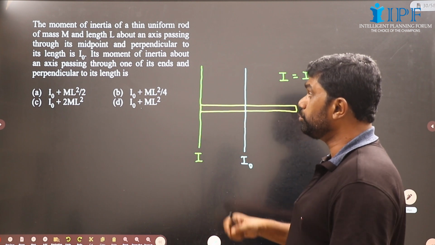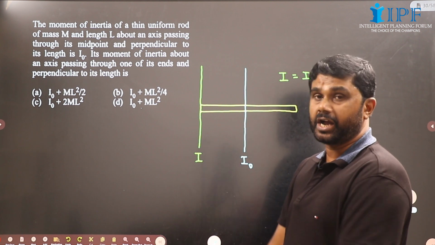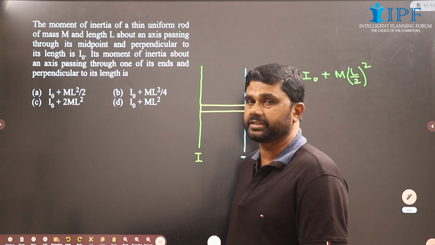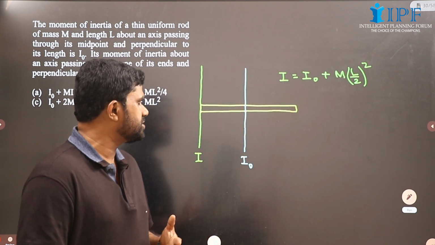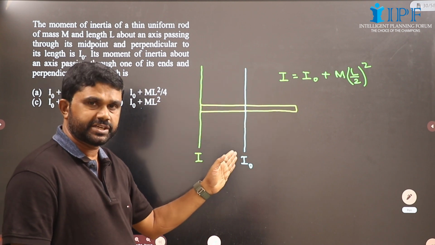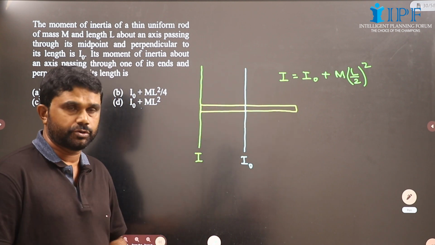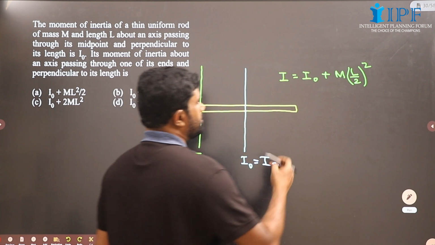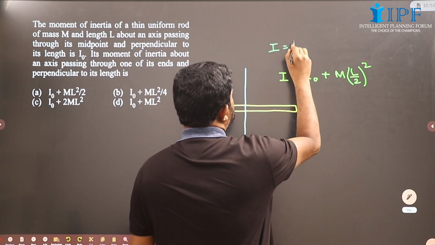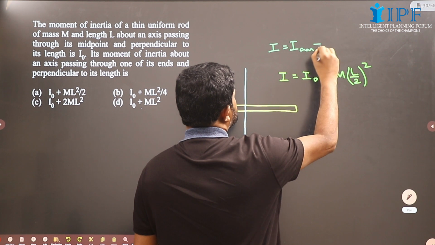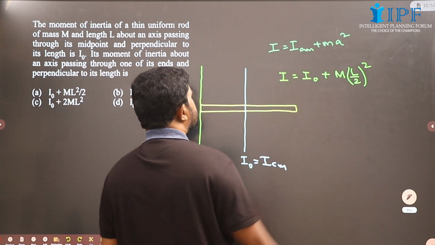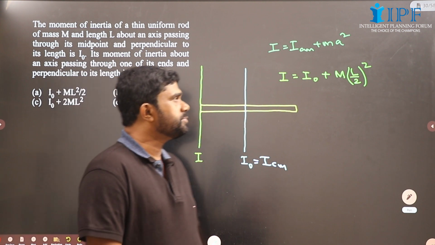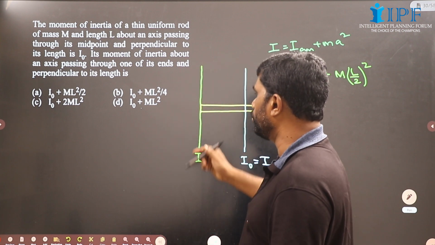Next, the moment of inertia of a thin uniform rod of mass m and length L about an axis passing through its midpoint and perpendicular to its length is I0. Its moment of inertia about an axis passing through one of its ends and perpendicular to its length: again, we have to use the parallel axis theorem. This is the axis passing through its center and perpendicular to its length, and the moment of inertia is I0. What is the formula? I equals I_CM plus m a square, where a is the perpendicular distance between the two axes. Here it is L by 2. So it must be I0 plus m L square by 4.